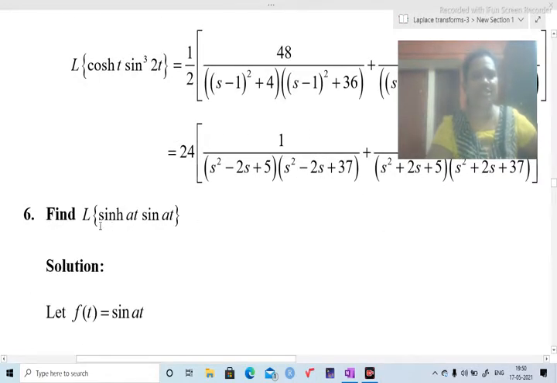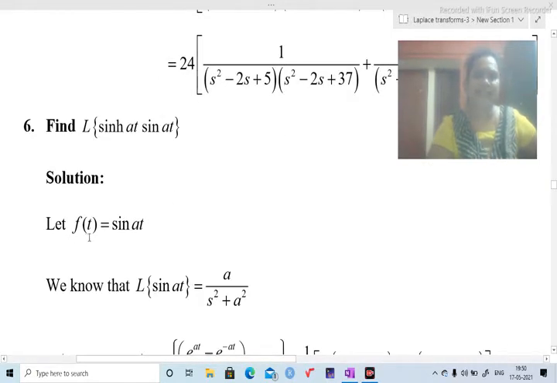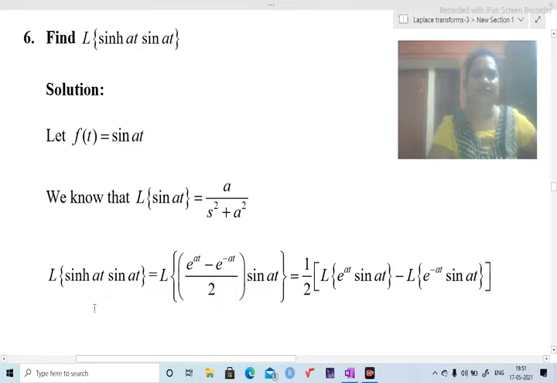Next question, find L of sin hat into sin at. Take f of t equal to sin at. We know that the Laplace transform of sin at equal to a by s square plus a square. L of sin hat into sin at means replace sin hat value, that is e power at minus e power minus at by 2, sin at as it is.